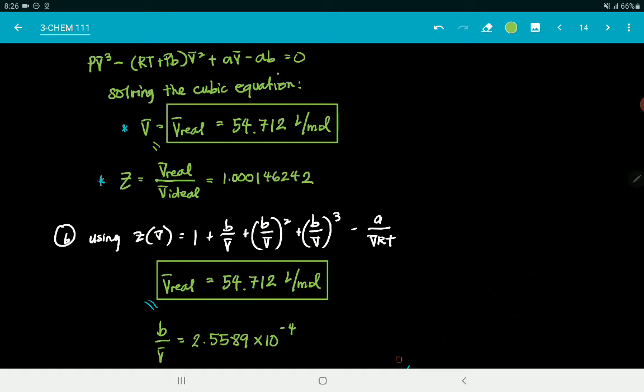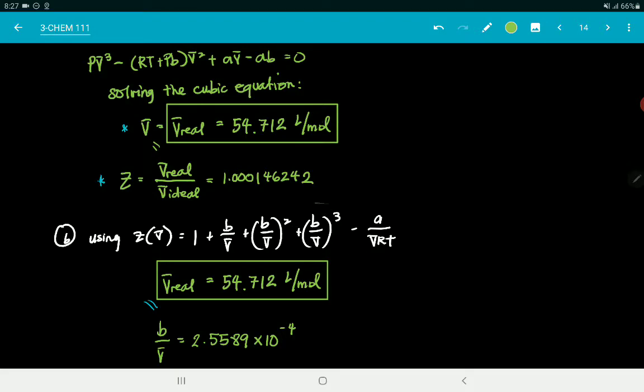So, second technique, we will use the expanded form of Z as a function of V: 1 plus B over V bar plus B over V bar squared plus B over V bar cubed minus A over V bar RT. Kanina na-solve na natin yung V bar real, 54.712 liters per mole. So, you can use this equation.